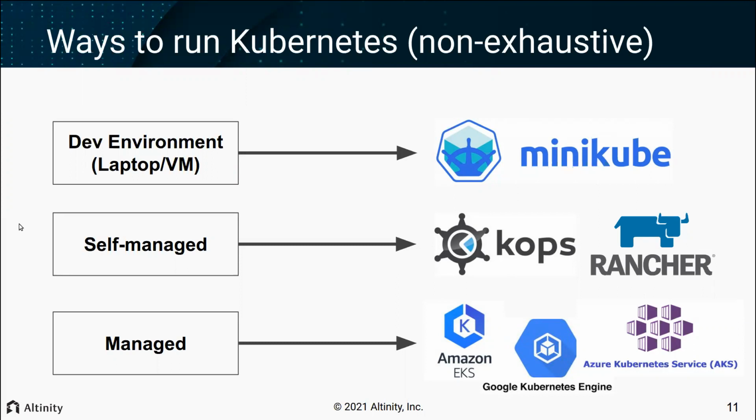If you want to run self-managed Kubernetes, where, for example, it's either on your own hardware or you're running up in the cloud, two popular ways of doing it are a tool called Kops and another one called Rancher. These will take care of setting up Kubernetes and getting it ready for use.